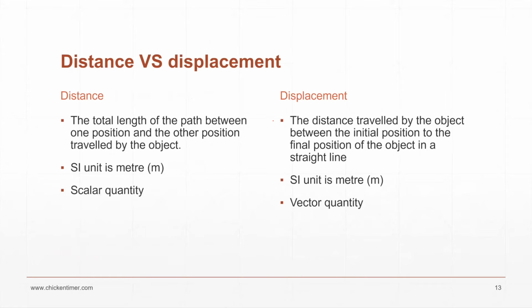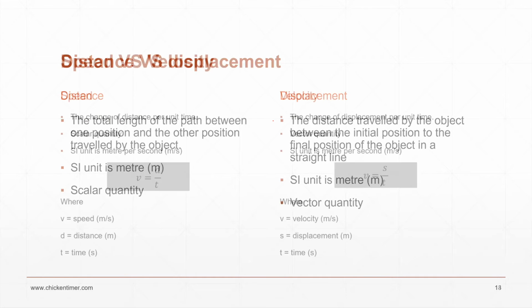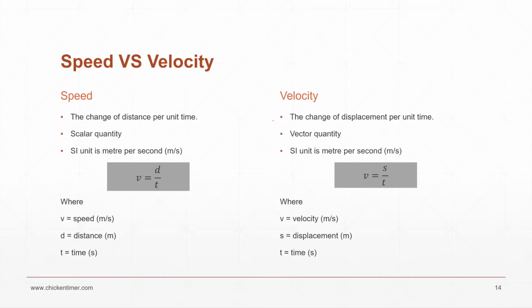So for chapter 2, for displacement and distance, you need to know the difference. Distance means it is covering the total length. Displacement is only the shortest distance. The SI unit for both is meters, but one is a scalar, one is a vector. Then speed and velocity are just like distance and displacement. Speed is distance over time. Velocity is displacement over time. Units for both are the same.